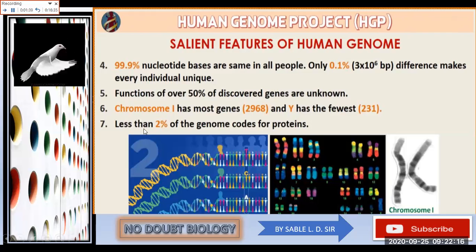Less than 2% of the genome codes for protein. So less than 2% is reserved for protein codes. Okay, so it will be only a 2% possibility. This will be the chromosome arranging all the genes; there are the chromosomes, and there is a DNA. So sequencing the DNA in the proper manner with the codes. Okay, so these will be the salient features of the Human Genome Project.